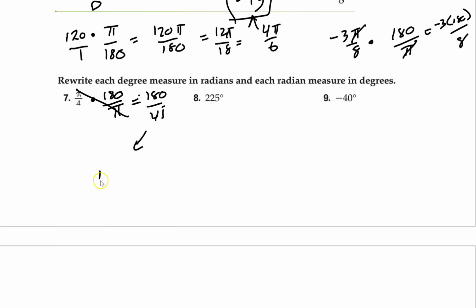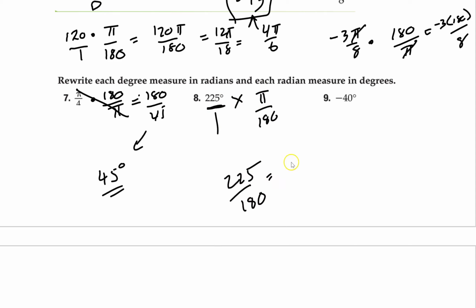Which is 45 degrees. If I was doing this one, 225, I am in degrees. I want to get radians, so I'm going to multiply by pi over 180. You want that pi in there now. Multiply across, 225 over 180. If you want to reduce that, you get 5 pi over 4. So that's how you convert from one to the other.